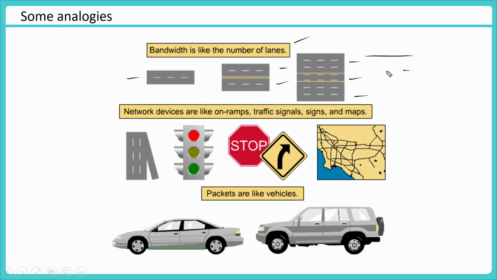Obviously you can carry more vehicles on that. Network devices are components on the road like ramps, traffic signals, signs and maps by which you navigate your network or navigate your path, and packets which are traveling are your vehicles on which your data is transported from one place to another place. So that hopefully clarifies some concepts.